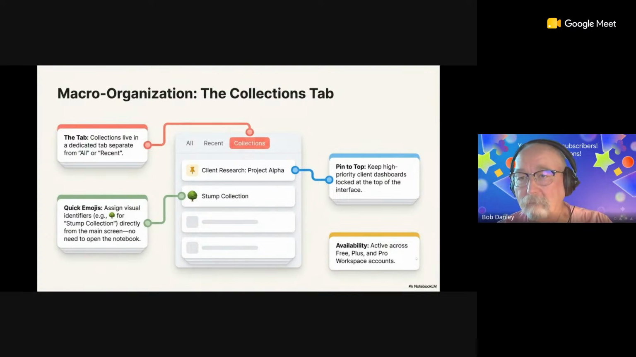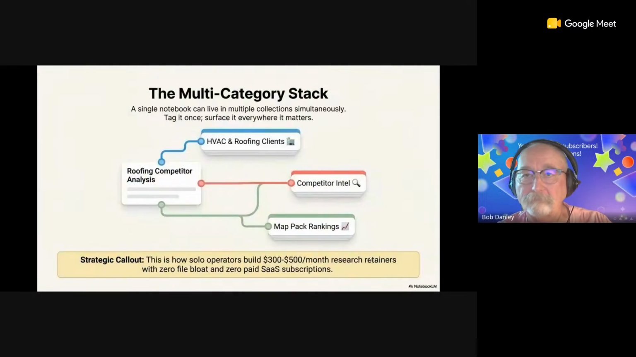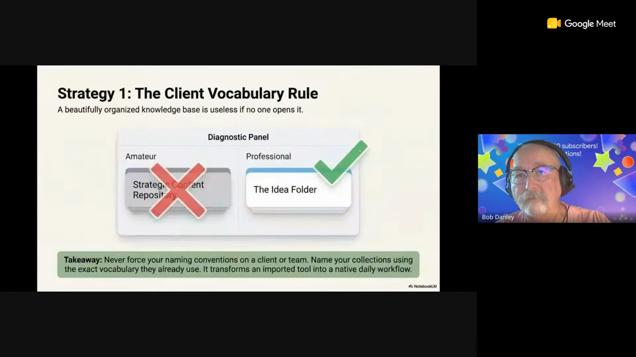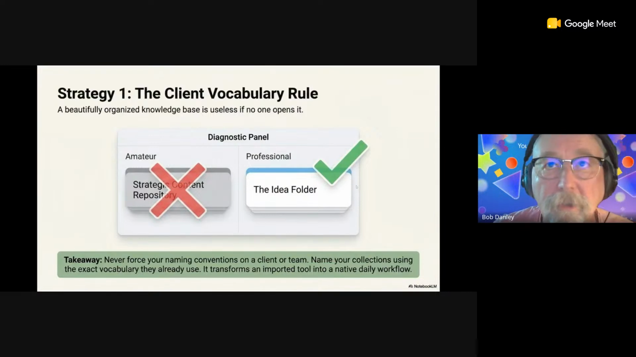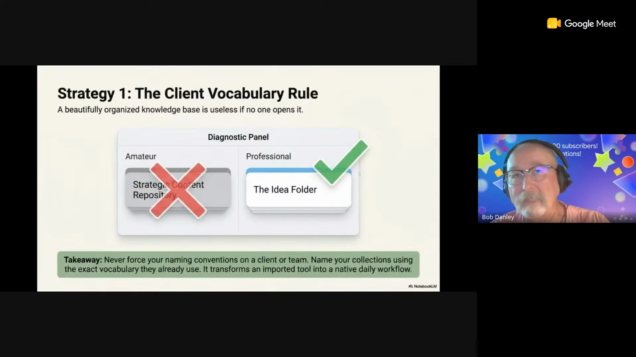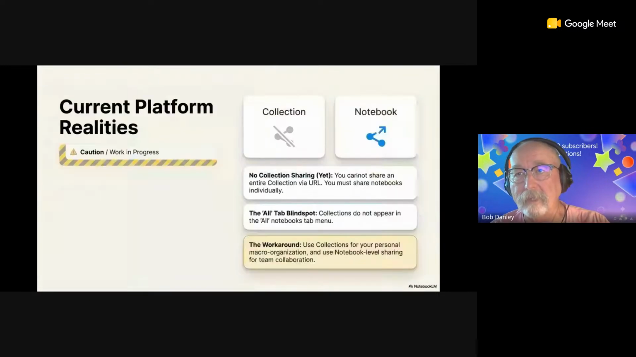And this is all available to anybody that has a free account, a plus account, or pro workspace account, okay, which is really cool. And then, like I already said, you can have a source in multiple notebooks, and that prevents file bloat. And of course, it'll make it easier to find particular pieces of information. This is how you name it. Nothing really fancy about that.